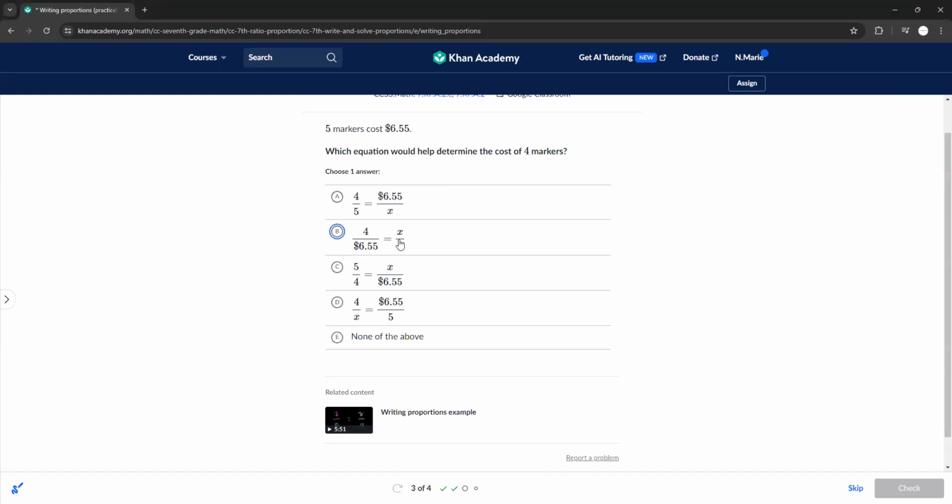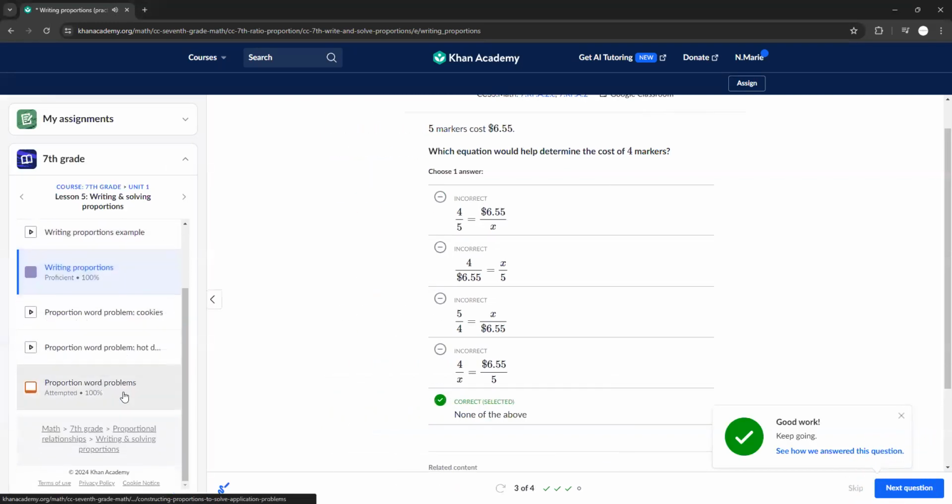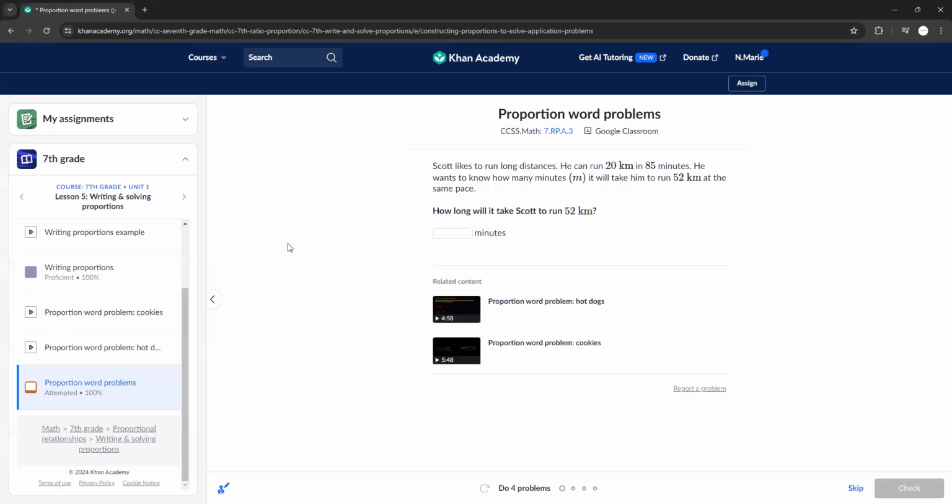5 markers needs to go with the 655. And none of these look correct. None of these are correct. And so this is just helping how to set up proportions, because when you get proportion word problems, you're going to be setting them up.